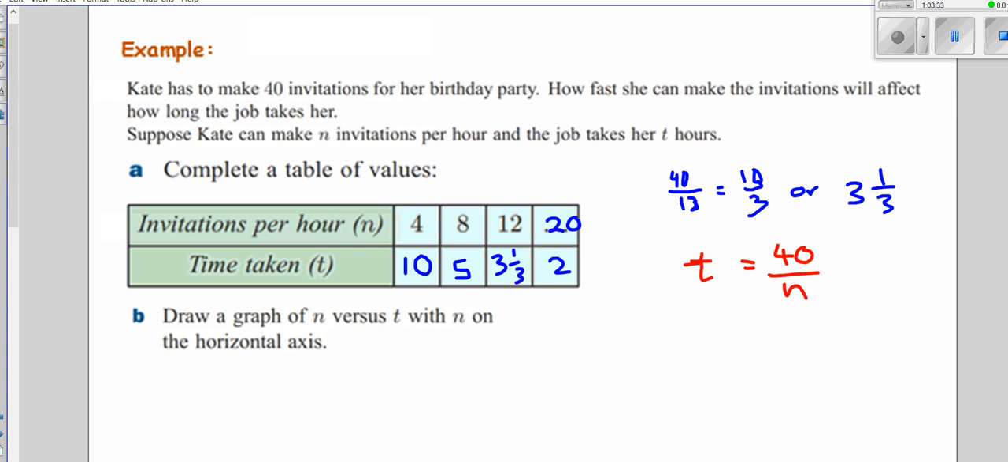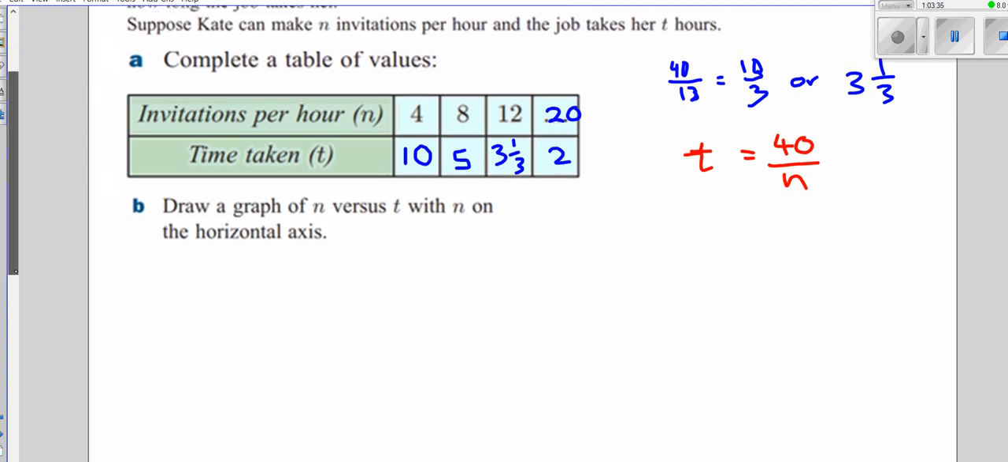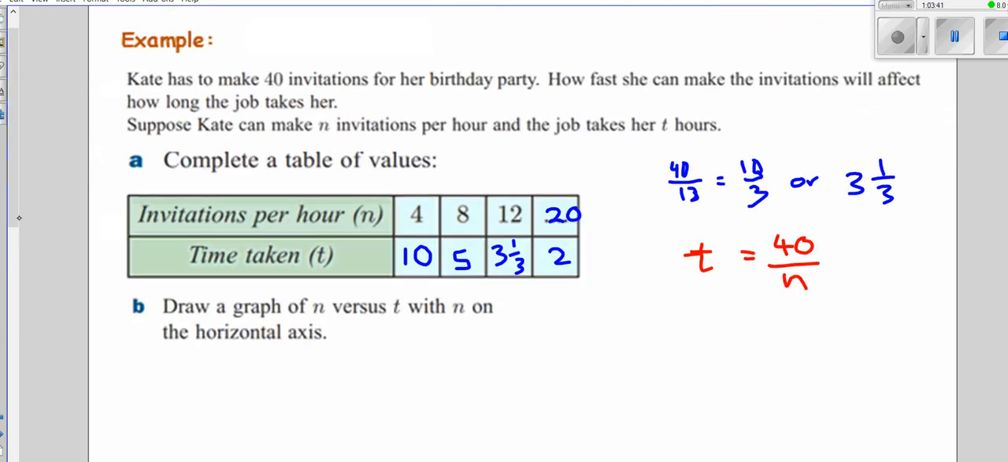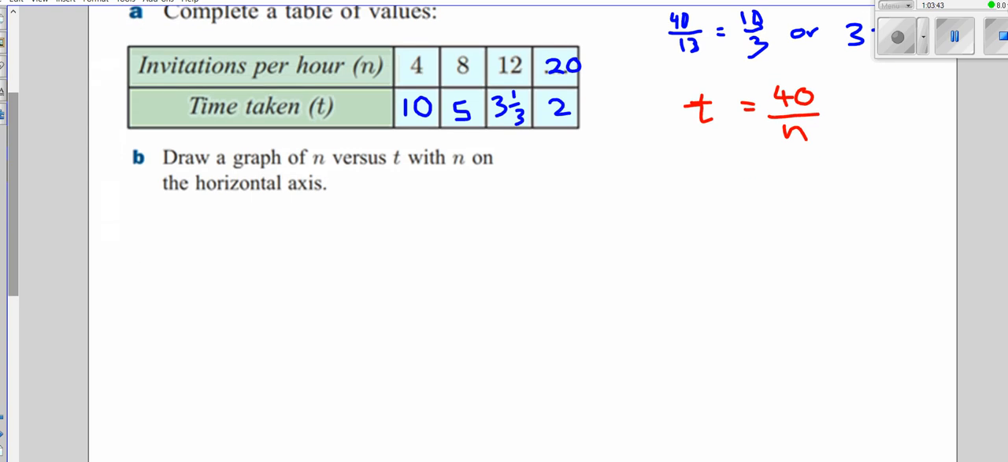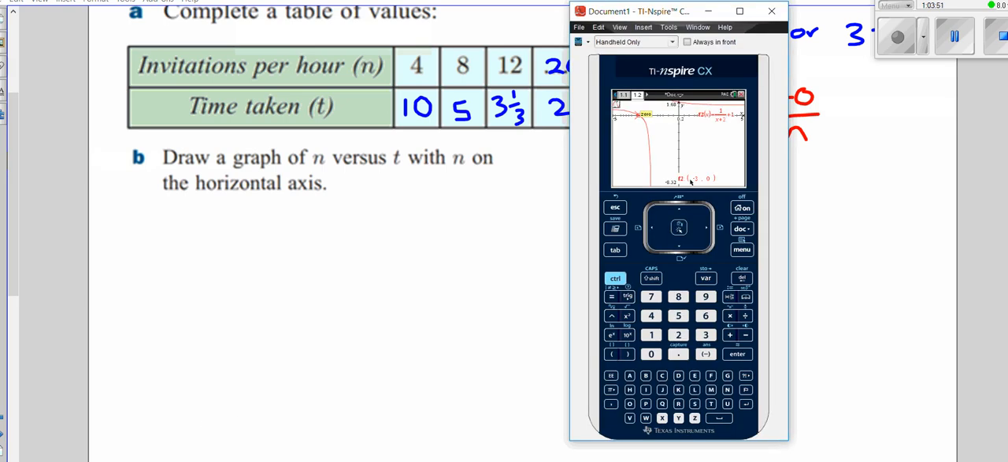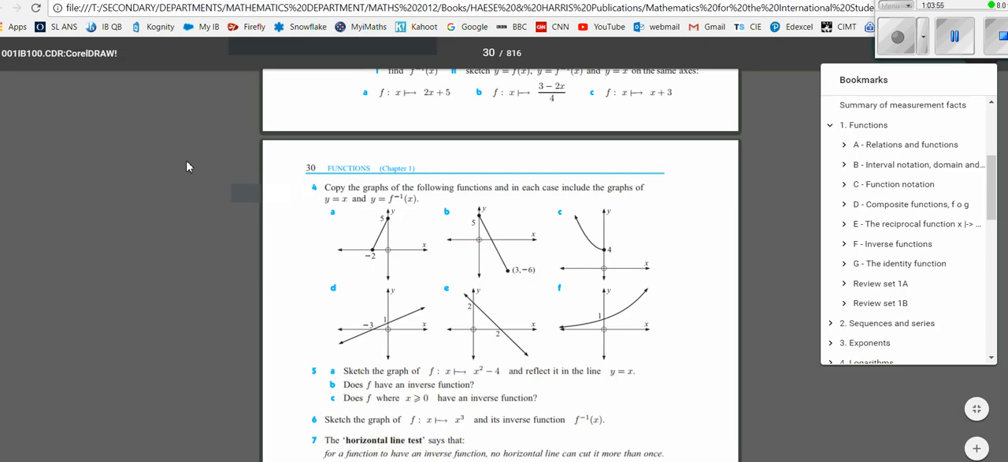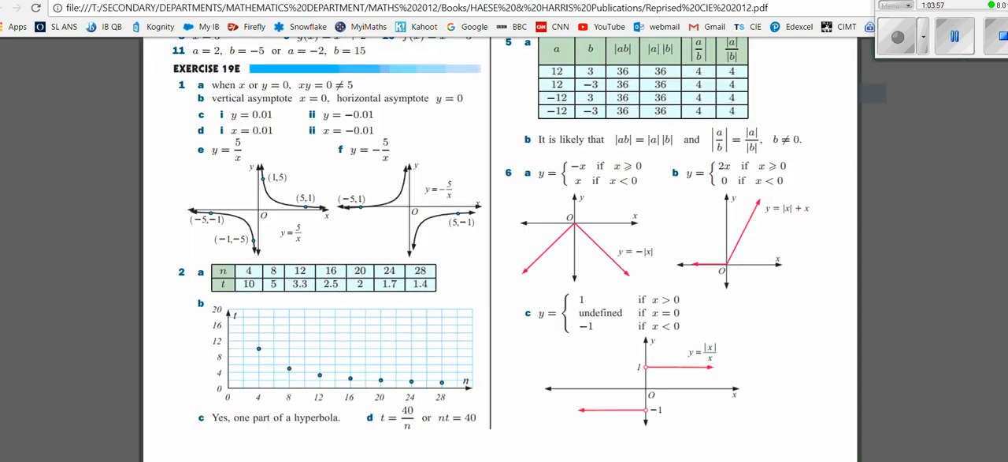Draw a graph of n versus t with n on the horizontal axis. Just do it, so feel free to do it yourself. Just letting you know how it's going to look. I'm being lazy now because I stole this from an extra thing in the textbook. Where are we? Here we go. That was this one. There it is. It's going to end up looking like this.